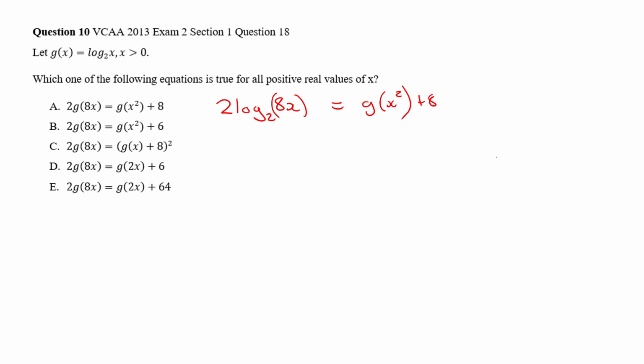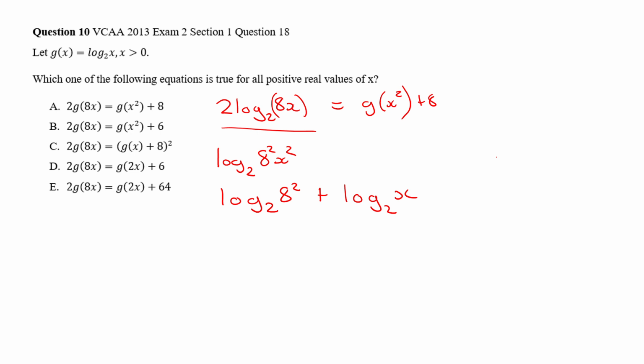So let's look at rearranging everything that we have here. I'm going to apply that 2 with our power law, and that will give me log base 2 of 8x all squared, which is log base 2 of 8 squared x squared. I'm then going to use my addition rule of logs: log base 2 of 8 squared plus log base 2 of x squared.